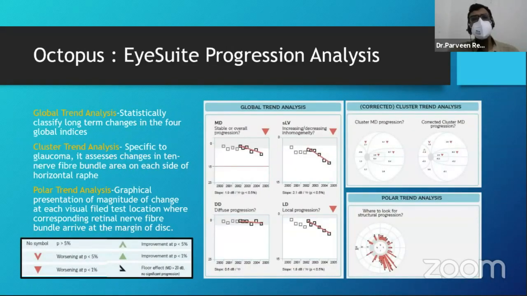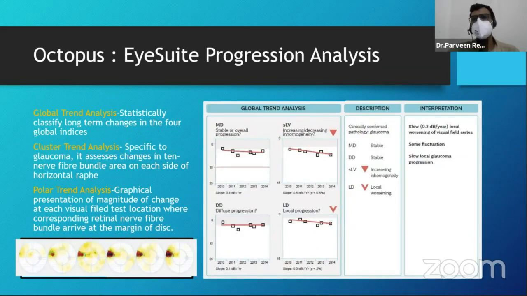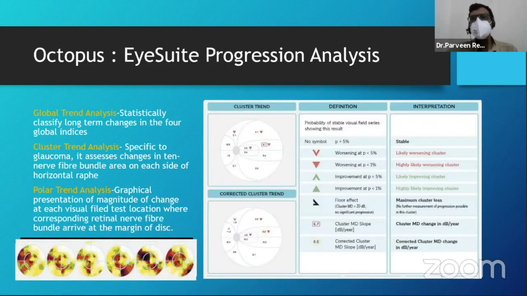Octopus similarly has a program, the EyeSuite Progression Analysis. It also uses different parameters, whether in the whole field, a cluster of points, or at the poles, where superior and inferior poles are specifically detected. Similar to GPA, it gives probability values to these indices in the form of triangles or open V, and tells you whether the patient is likely progressing, not progressing, or has progressed to a higher level of rate. So again, similar to the GPA, this provides the same information with the probabilities.